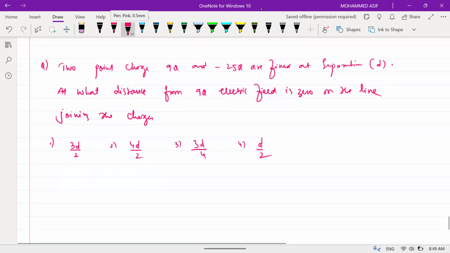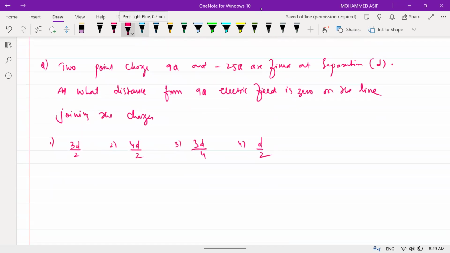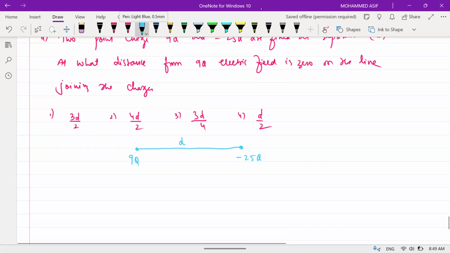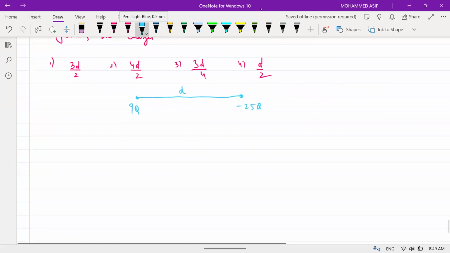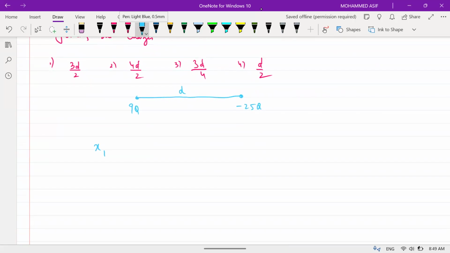First, try to understand the question. We got 2 point charges. One is right now 9q, another is minus 25q. Both of them are separated by distance d. So what is the formula I told you last time? We can use one direct formula for this one. x1 is equal to root of your smaller charge divided by root of your bigger charge minus root of your smaller charge, multiplied by distance between them, that is nothing but d. Am I clear?